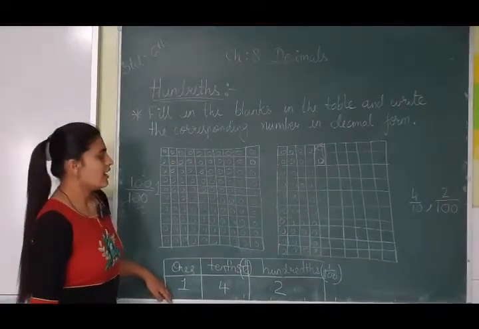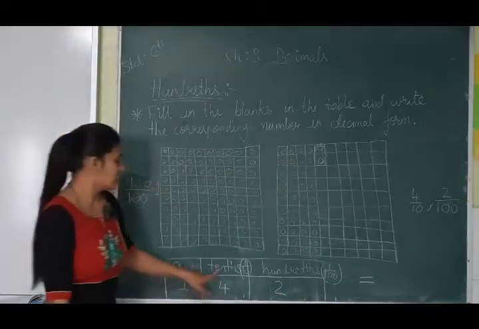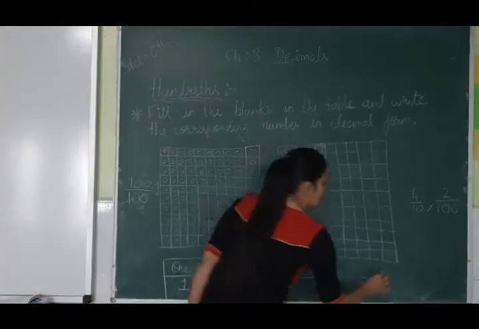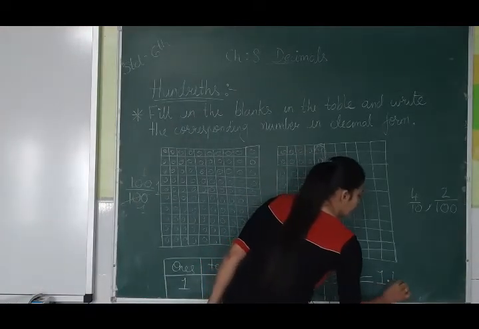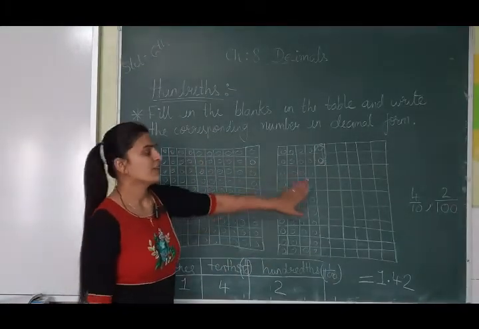Now how to write this in the decimal form? Where will the point be? Before the tens. So here the point will be there. So 1, 0.42. So this is the required answer for this block.